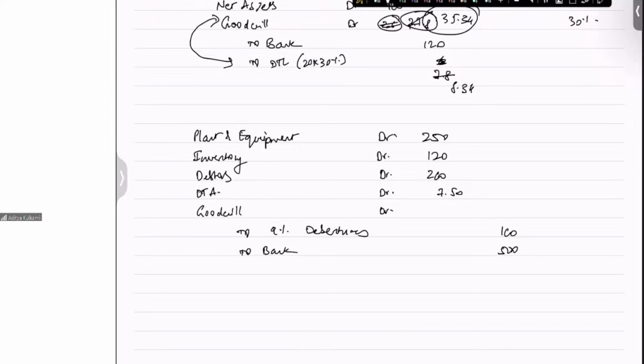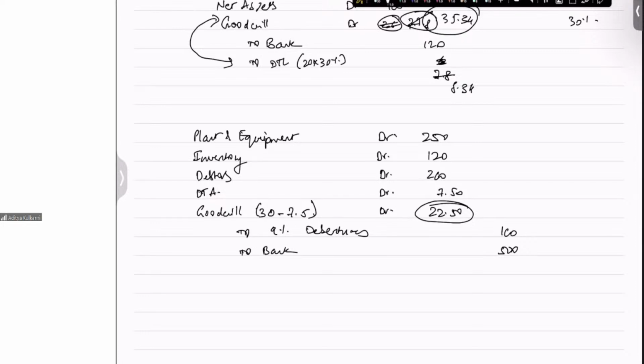Goodwill is going to be how much? This is 600 minus 450, 150 minus 120. Ideally, it would be 30, but because I'm recognizing a DTA, the goodwill comes to 22.5. Will I recognize a DTL on this goodwill? Answer is no. Why no? It is initially recognized. It will give rise to a circular reference. So I will not recognize a DTL in respect of this goodwill.